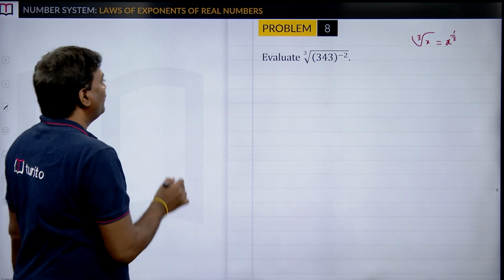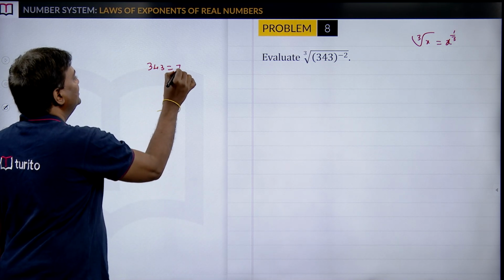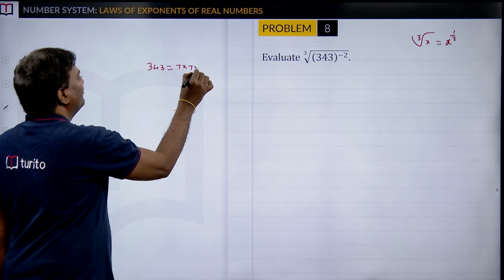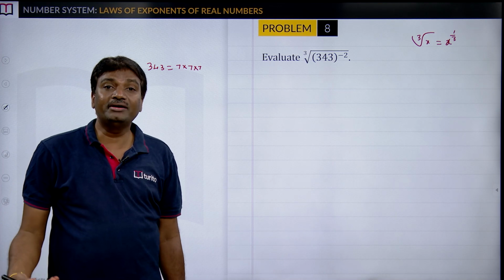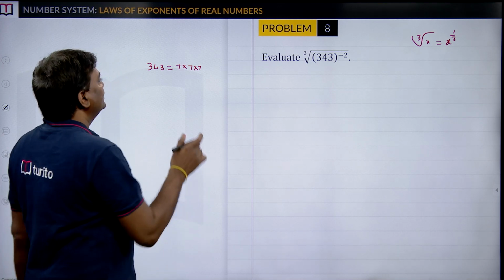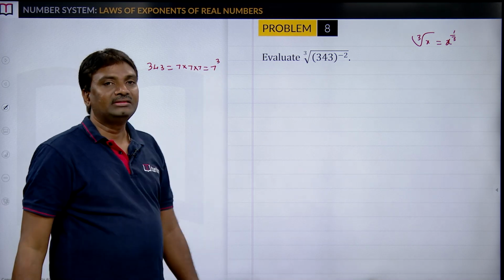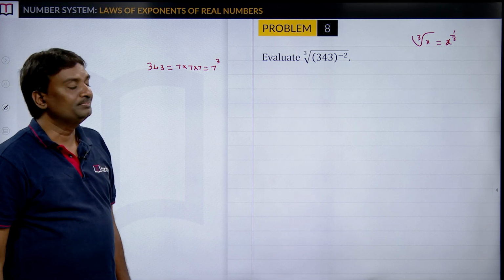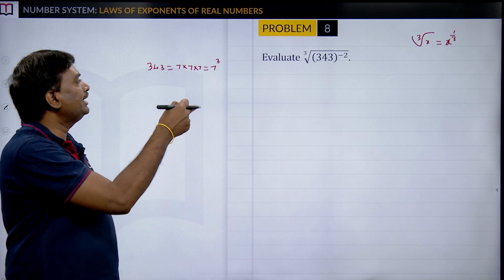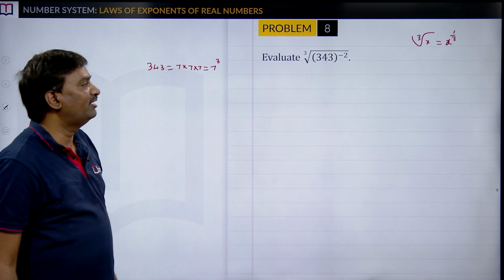So we know 343 can be written as 7 cube. 7 into 7, 7 sevens are 49. 49 into 7, you will get 343. So we can write 7 cube. 343 can be written 7 into 7 into 7 equal to 7 cube. So here 343 can be written as 7 cube, power minus 2.